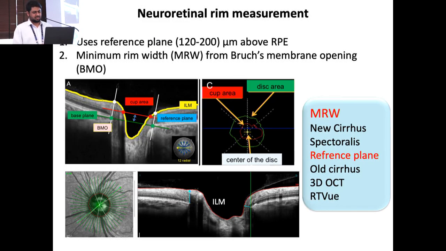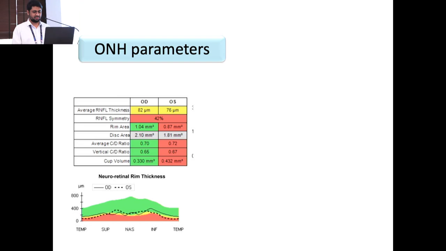And neuroretinal rim measurement also varies from machine to machine. Some will use a reference plane. So you can see the base plane and the reference plane. The reference plane will be around 120 to 200 micron above the base plane, and from that they will measure the neuroretinal rim parameters. Whereas the minimal rim width, the other machines like the newer Cirrus OCT and the Spectralis OCT measure, is the distance from the Bruch's membrane opening to the internal limiting membrane. So both are different parameters, and we cannot compare. The values will be different.